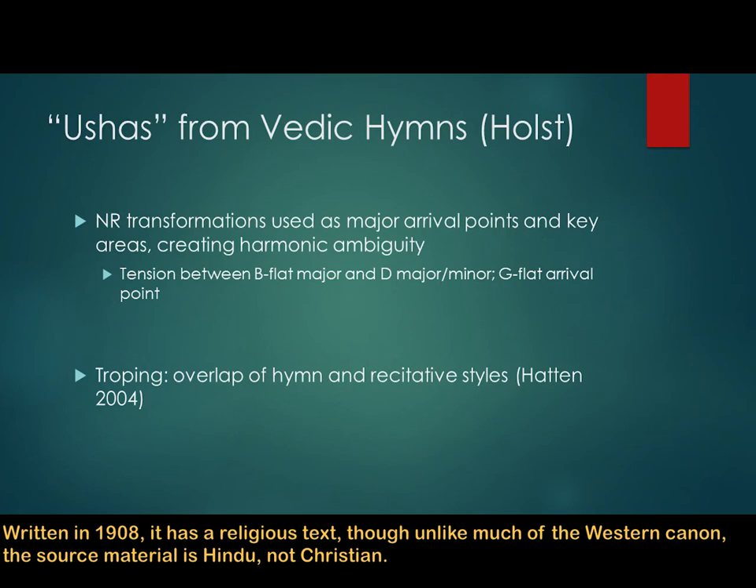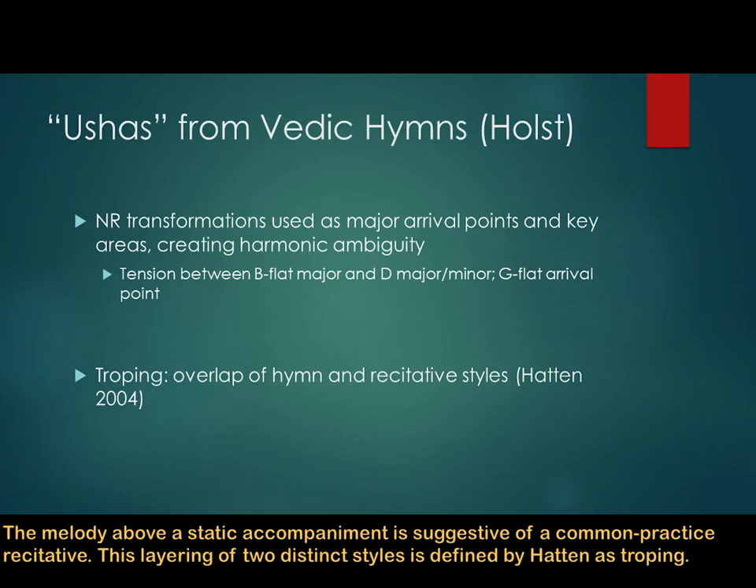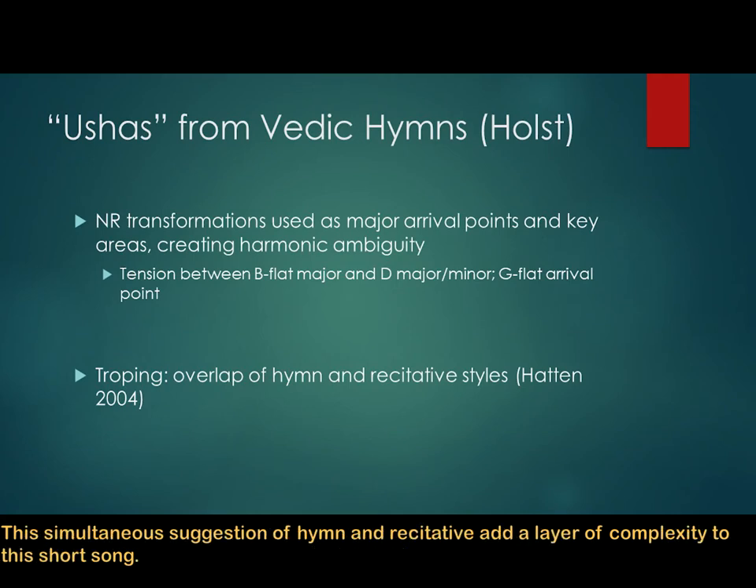Written in 1908, it has a religious text, though unlike much of the Western canon, the source material is Hindu, not Christian. Several of McKee's musical attributes for the hymn topic are present. It is generally quiet, rhythmically simple, slow, and in duple meter. The melody above a static accompaniment is suggestive of a common practice recitative. This layering of two distinct styles is defined by Hatton as troping. This simultaneous suggestion of hymn and recitative adds a layer of complexity to this short song.